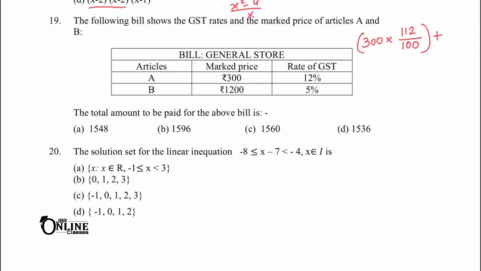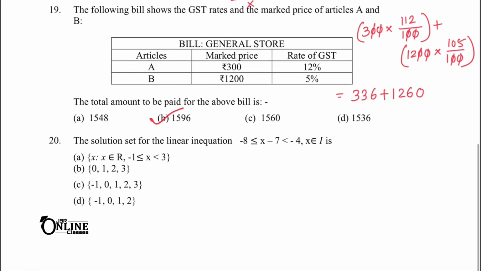And the next one here 1200. So 1200 into 105 by 100. Okay, so here 0 cancels out, here also this one cancels out. So from the first one, as here you have 112 into 3, it will be 336, and next one here 12 into 105. So it's 1260. So 1260 plus 336, that means 1596. So 1596 is your answer.